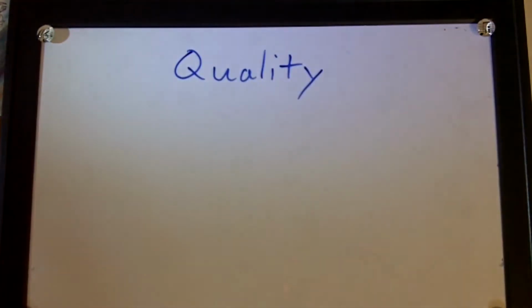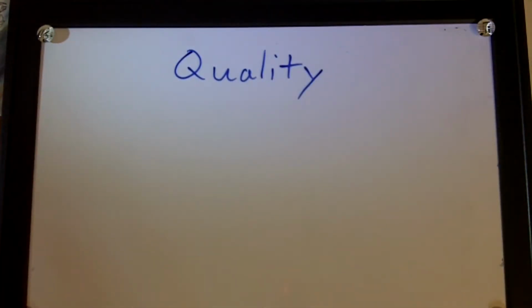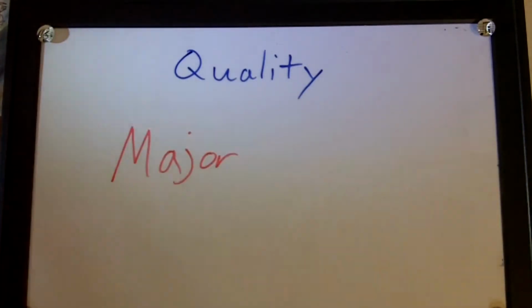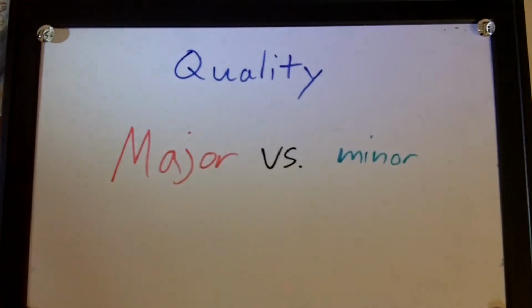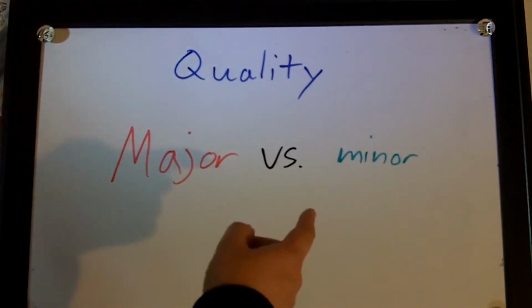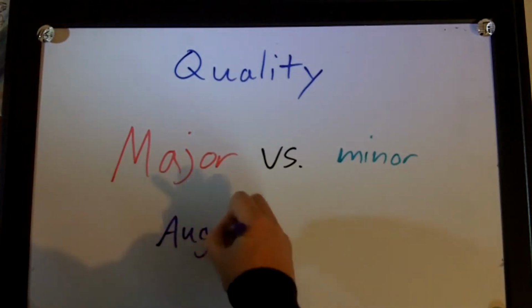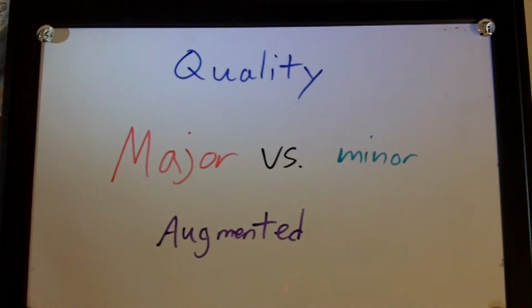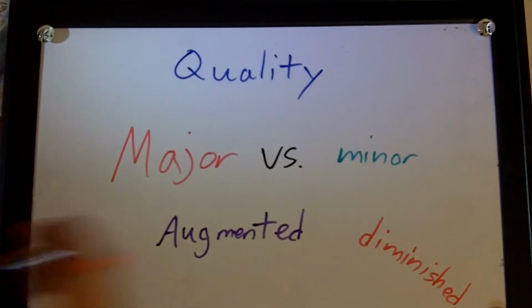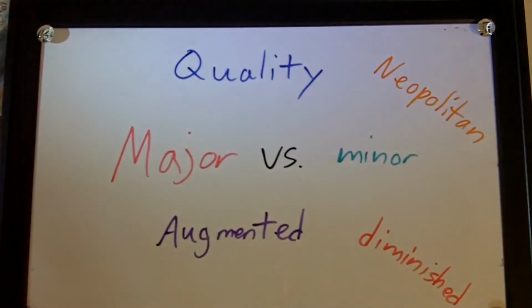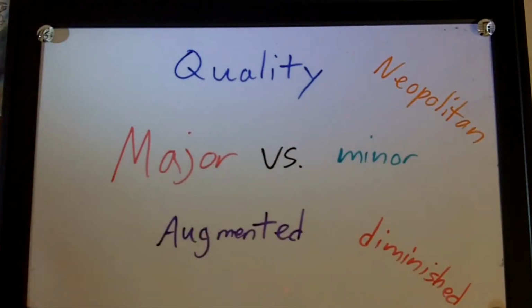Now I want to take a moment to talk about something called quality. Quality is the difference between major and minor and the plethora of other chords. Now, major and minor are not the only type of chord. There are chords called augmented, diminished, Neapolitan, and many, many others. We will tackle these in a later video.